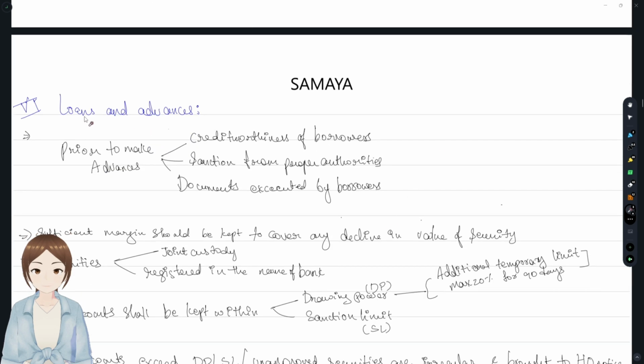And with regards to the internal controls of loans and advances, prior to giving advances, what the bank manager or the officer has to do is check the creditworthiness of the borrower. He has to check whether the sanctioning limit is within his authority or not, that is, within the powers of the bank manager or not. If they want more than 5 crore, HO has to handle that. So we have to check who has to sanction it, whether it is sanctioned by proper authorities, and whether the documents executed by the borrowers are legit or not. These have to be checked prior to making an advance.